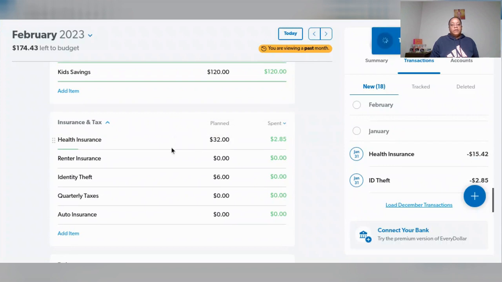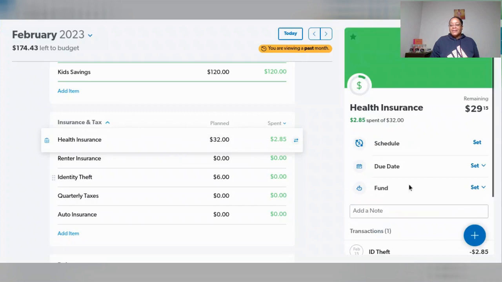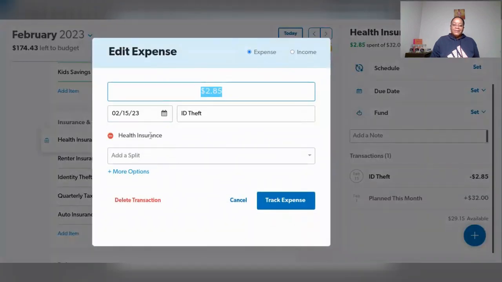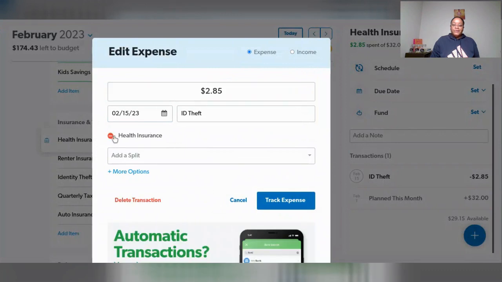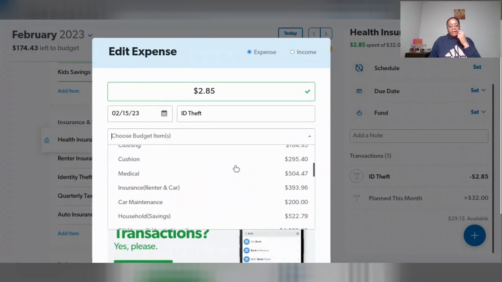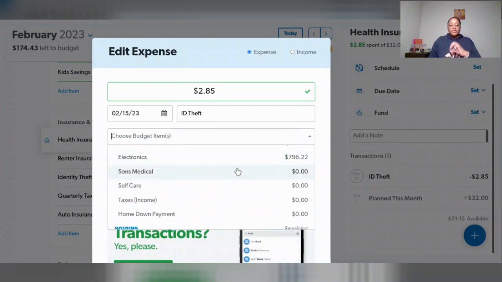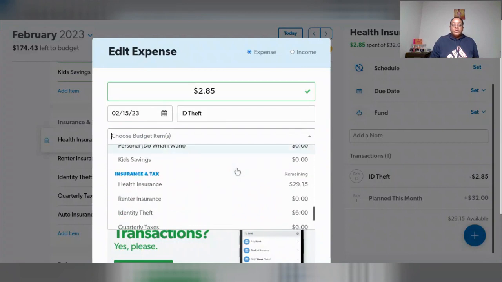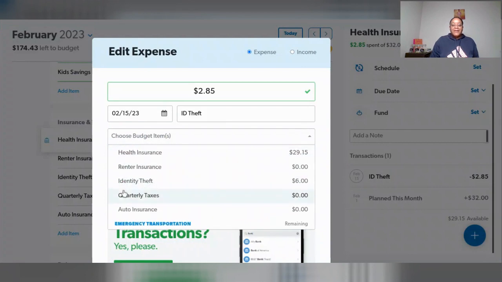Wrong bucket. So whenever you do what I just did, you can click on a category, go to that item, click on it once, and then you can remove that by clicking on this little red minus if it works for me. And then you can find the category you want, or you can close it out and then drag and drop. I don't trust myself anymore, so I'm going to do it this way.